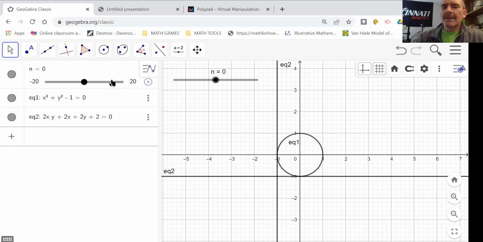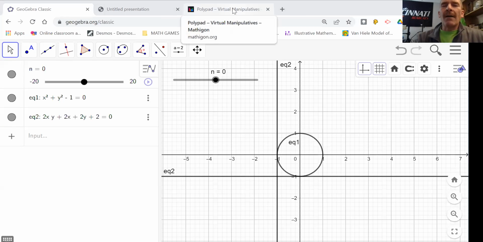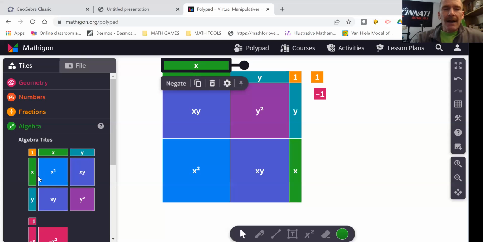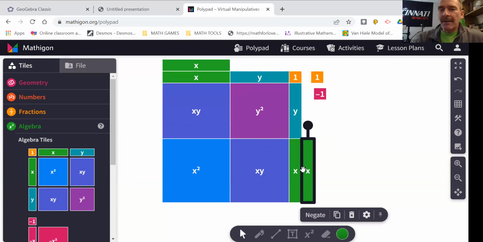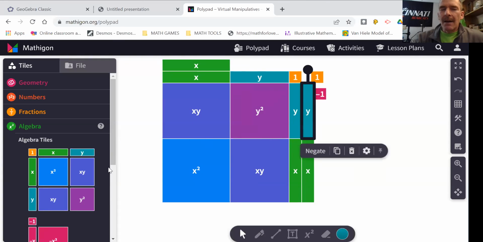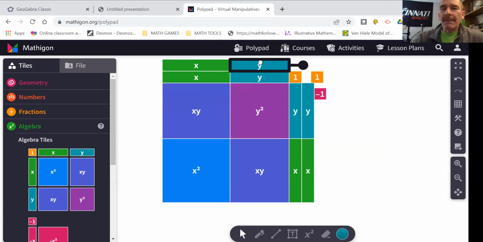What? Wait a minute. What is going on there? So let's go back here. I could also add 4 x's. So I could put another x out here, another x out there. I could put a y over yonder, and I could put a y up here.